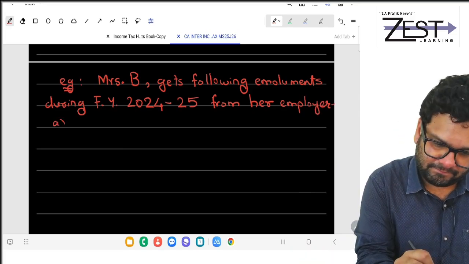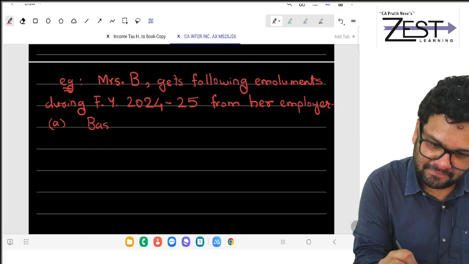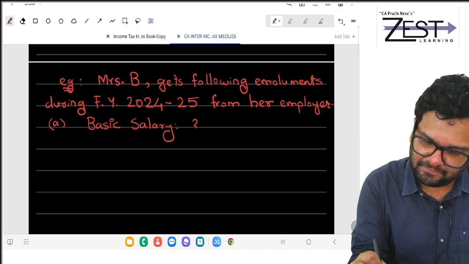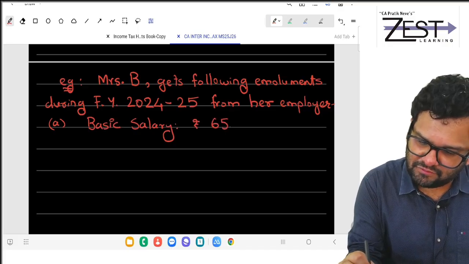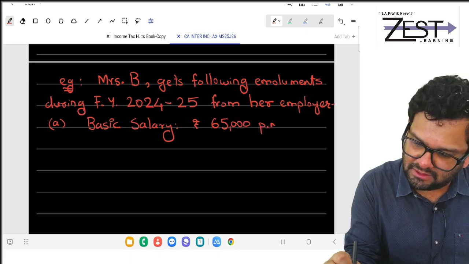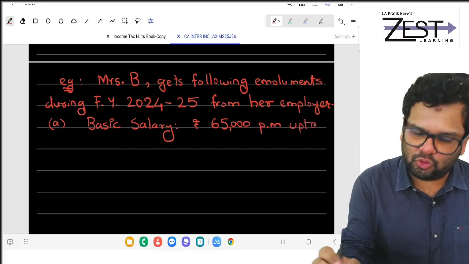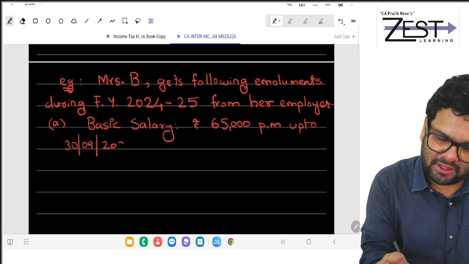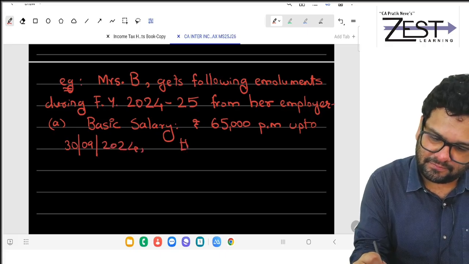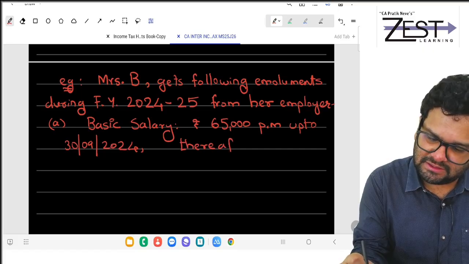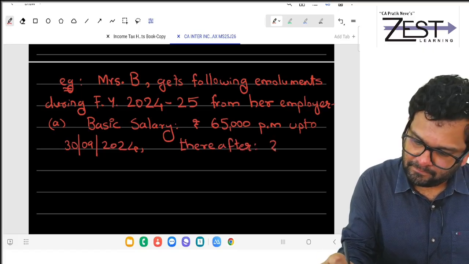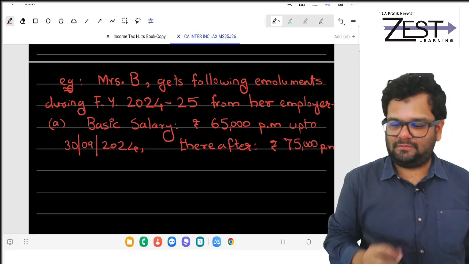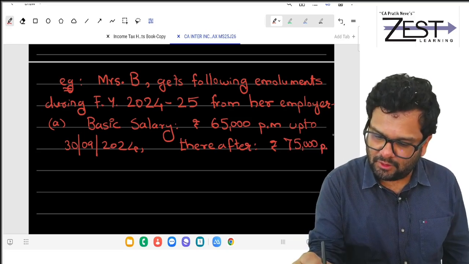A, basic salary. So basic salary is say 65,000 per month up to 30 September 2024. Thereafter, rupees 75,000 per month. Did you understand basic?